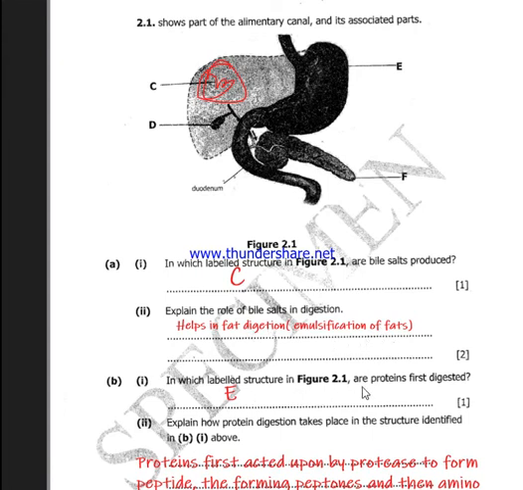In which labeled structure in figure 2.1 are proteins first digested? Now protein digestion takes place in the stomach. Here, this is the stomach, that's where protein digestion takes place. Explain how protein digestion takes place in the structure identified in B1 above.